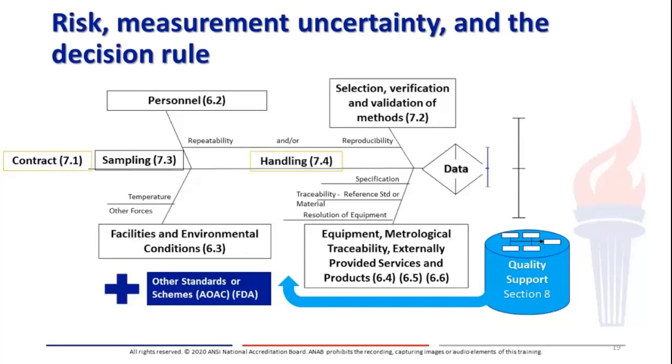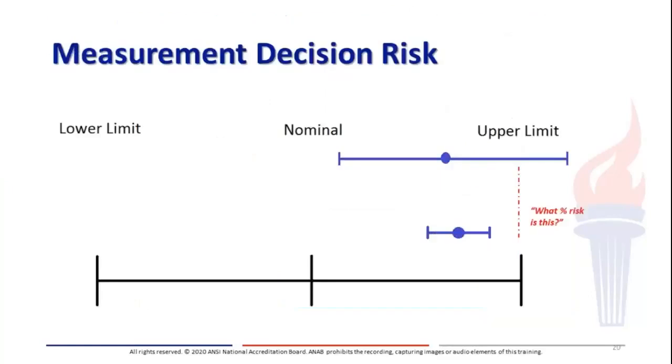There are some areas that have outside influence, such as specifier or regulator requirements. The FDA may have special requirements. AOAC may have special requirements. The military branches may have separate requirements. So all of that plays into how risk is accounted for, how uncertainty is accounted for, and what kind of decision rule we have for the whole process.